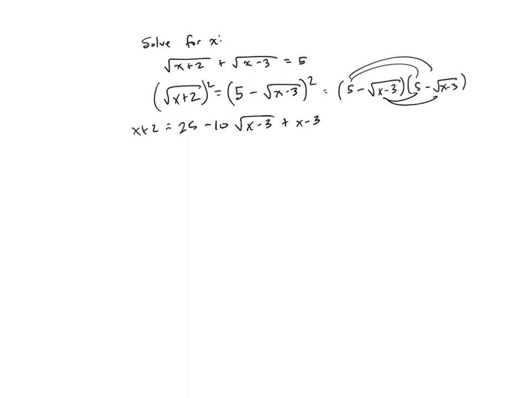So what I'm going to do is combine like terms first. I have a 25 and a negative 3, so that's 22. And then I have this x sitting here, and the rest of it. And now I work on isolating this radical. So I'm going to subtract x from both sides. I'm going to subtract 22 from both sides.